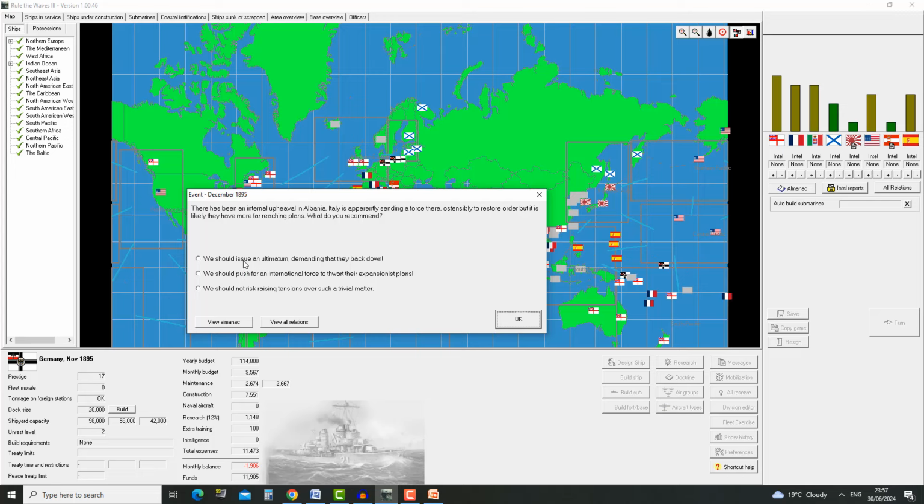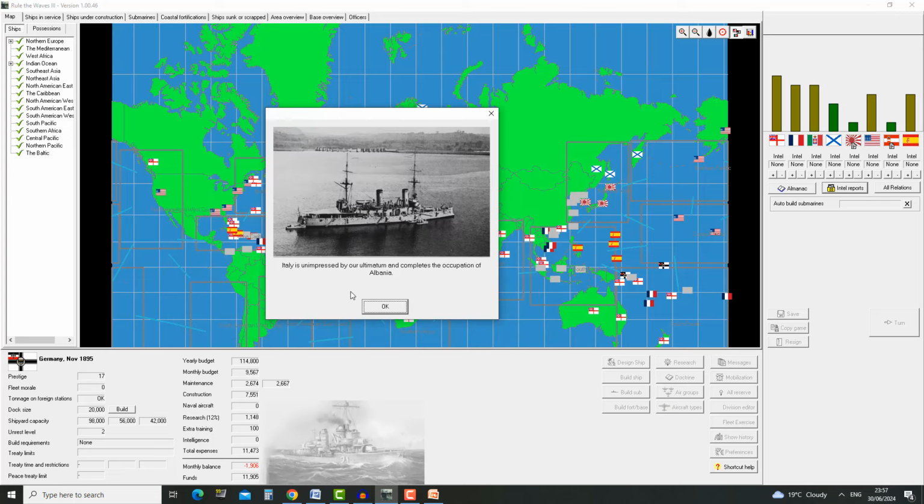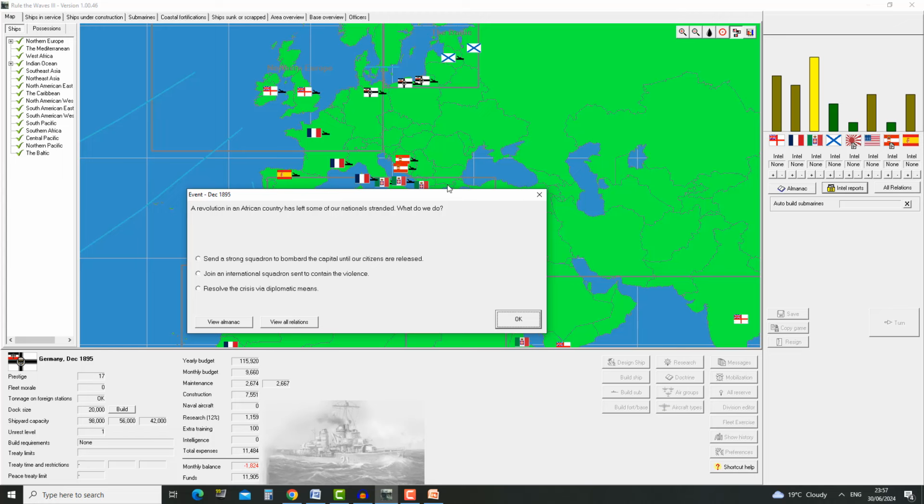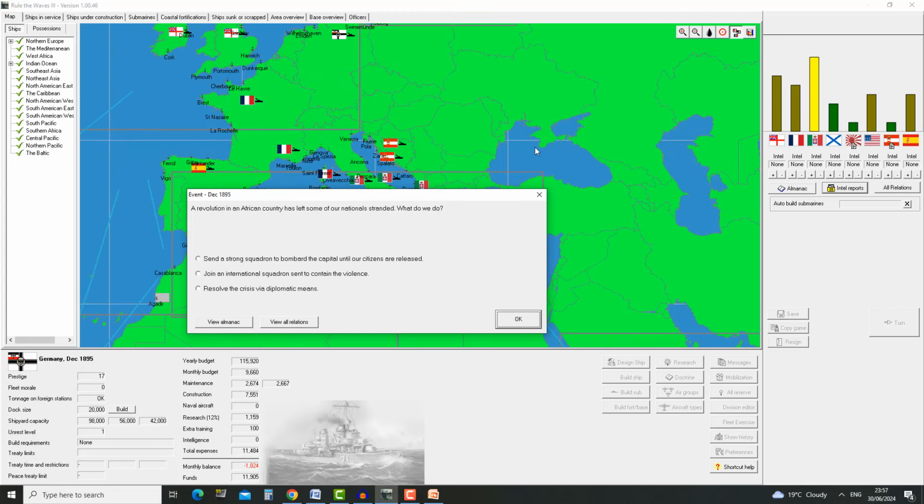We should issue an ultimatum demanding that you back down. Italy is unimpressed by our ultimatum and completely occupies Albania. Okay, that's not great. So they managed to get it this time. And we increased tensions kind of without any reason.